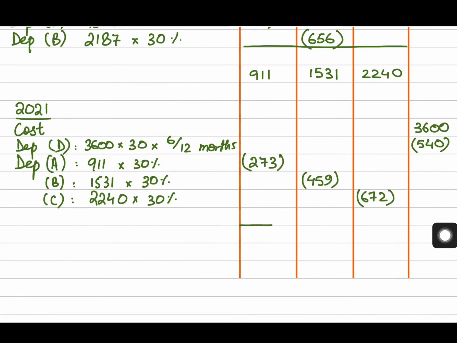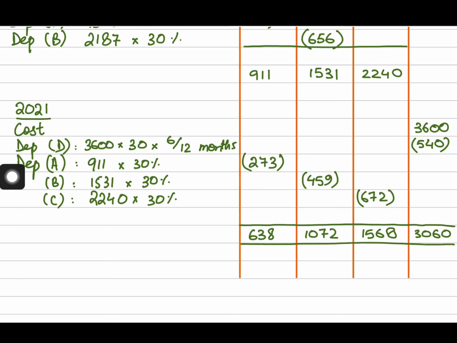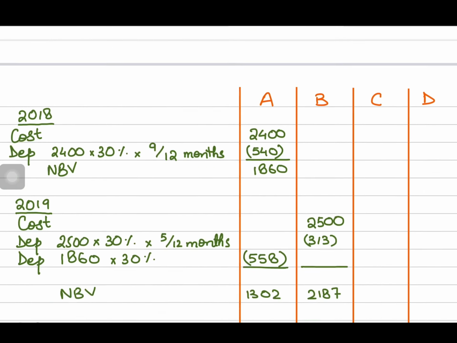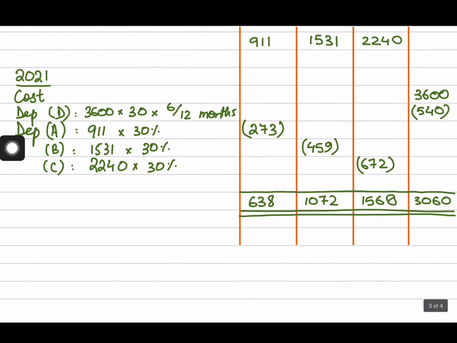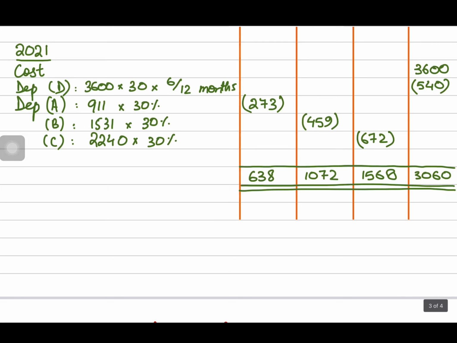Now let's calculate the net book values for each of these machineries, right? So for machinery A, 638, for B 1072, for C 1568, and for the last 3060, right? But what was the requirement? The requirement was to calculate the depreciation charge, the depreciation expense for the year ended 30th September 2021. So the depreciation expense that will be shown in the income statement would be for all of these machineries, and that would be 273, 459, 672 and 540. So 273 plus 459 plus 672 plus 540, right.